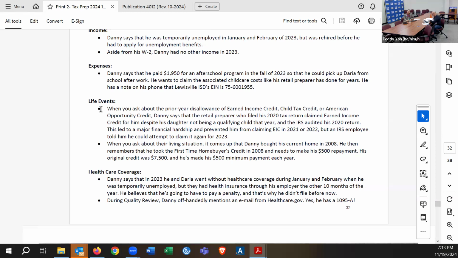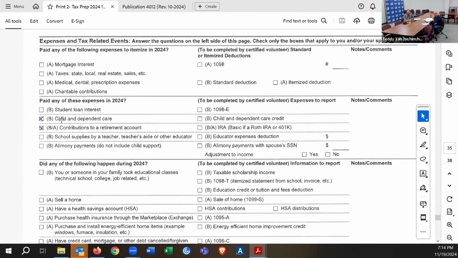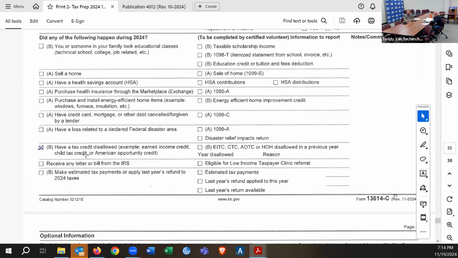Life events. Danny actually does remember things, and does remember that he has had earned income credit, child tax credit, or American Opportunity Credit disallowed in a prior year. And he has actually marked that here, or should have. Yeah, right here.